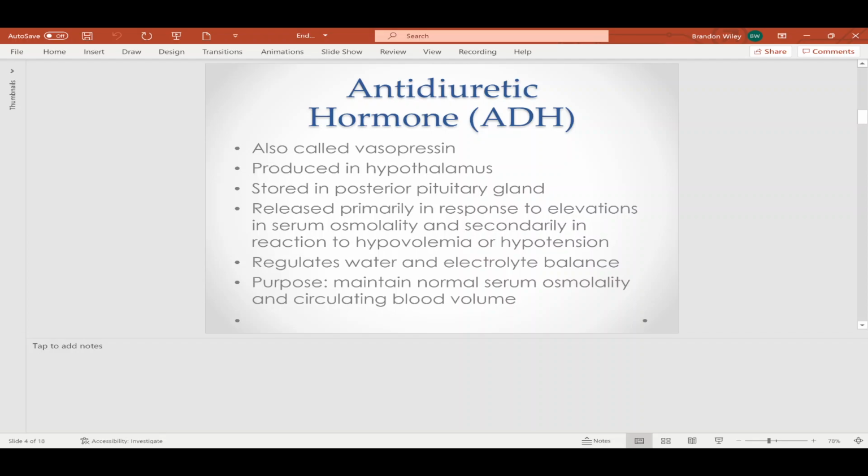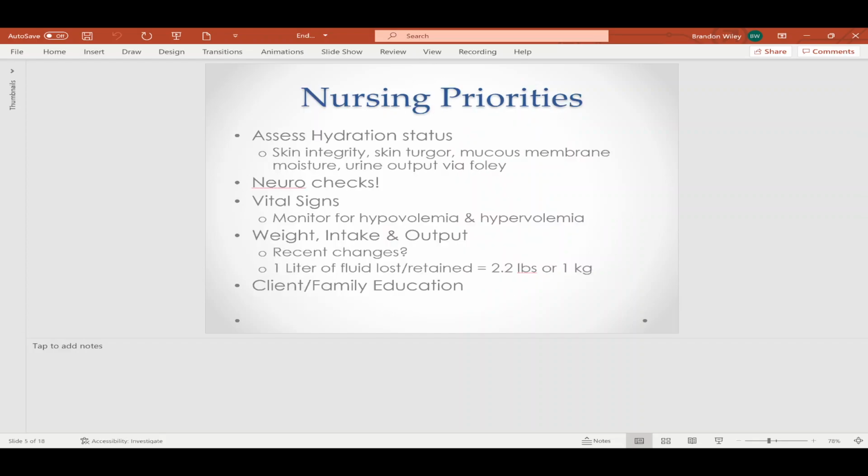Some nursing priorities before we talk about the disease processes: you want to assess hydration status. Why? Say it loud. Yeah, your skin assessment is very important for these dehydrated patients. So assess skin integrity, skin turgor, mucous membranes, and urine output via Foley. What would be some clinical symptoms that a patient has poor hydration status?